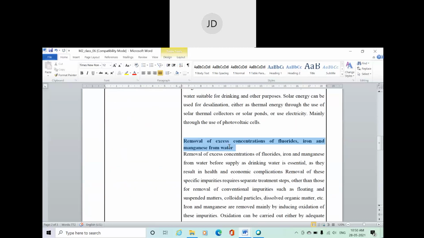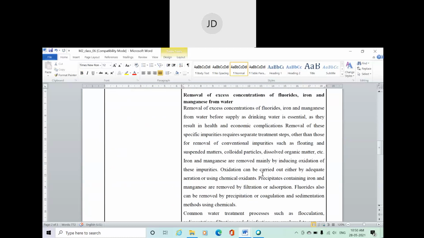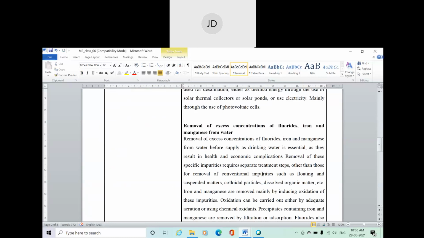So basically, how can you go for removing the iron and manganese? That is, the concentration of iron or manganese from water, or you can say including fluorides also.